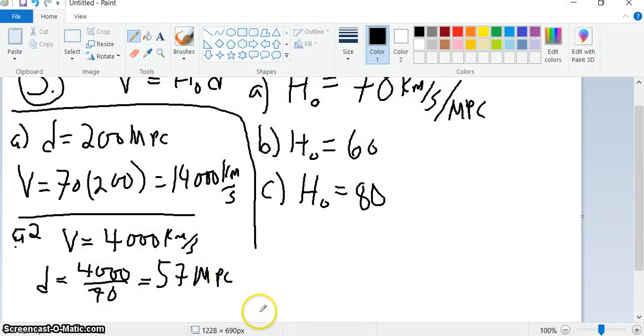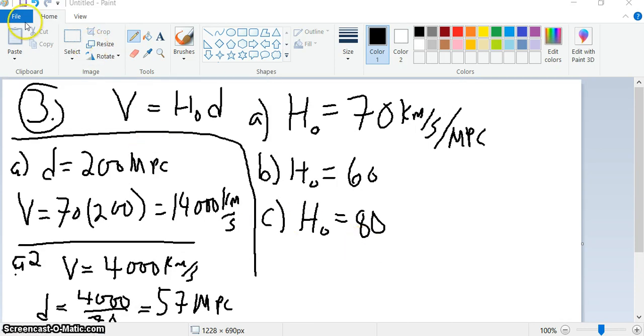All right, so here is our problem. Hold on, let me find this. Let's see, where am I? All right, so problem number 3. These are the 3 Hubble constants that we're going to use. I'll start with the 70 kilometers per second per megaparsec, and then we'll do B and C.